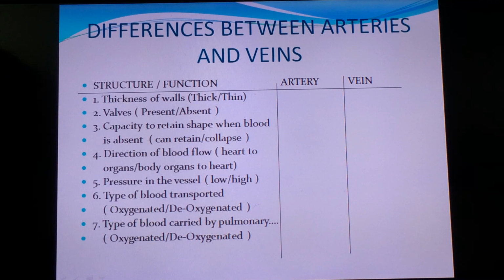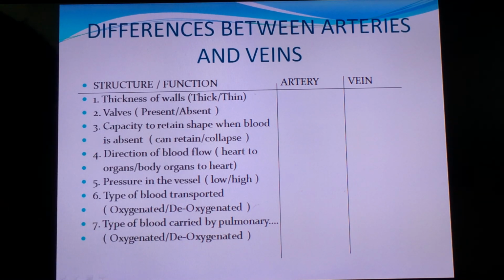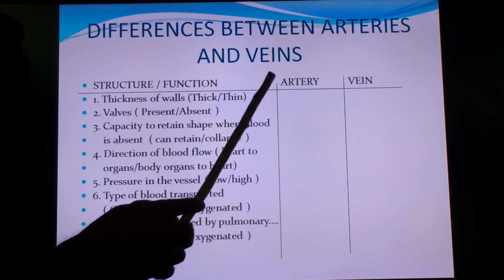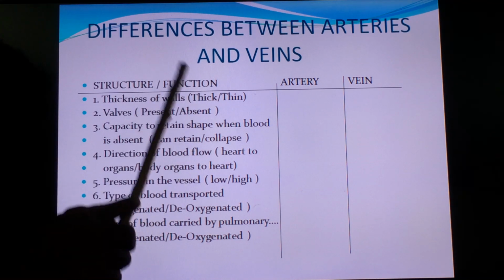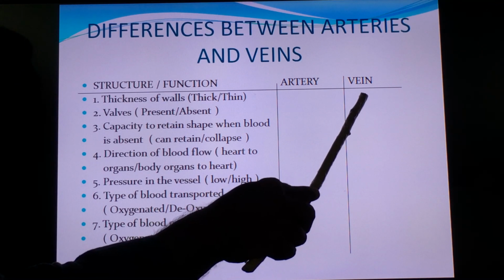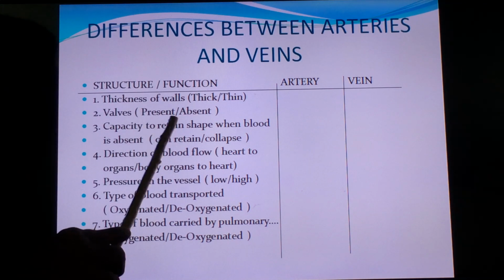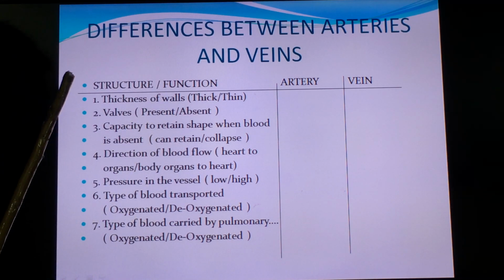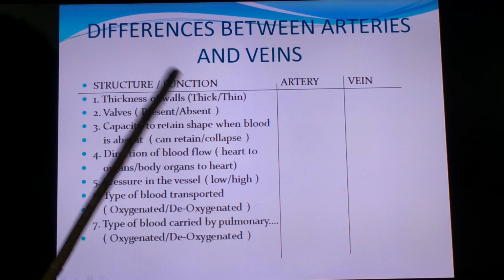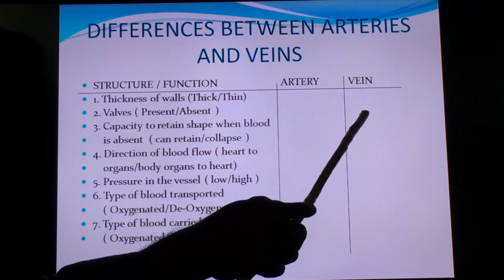What is the reason? These thick walls present in arteries bear the pressure of the blood. Already I explained, arteries have more blood pressure than veins. That's why arteries have thick walls to bear the pressure of the blood. Veins have thin walls. Valves. Do you know? Already I explained. A scientist called Girolamo Fabrizi explained valves are present in veins only, not in arteries. So write here: arteries, valves are absent; veins, valves are present.